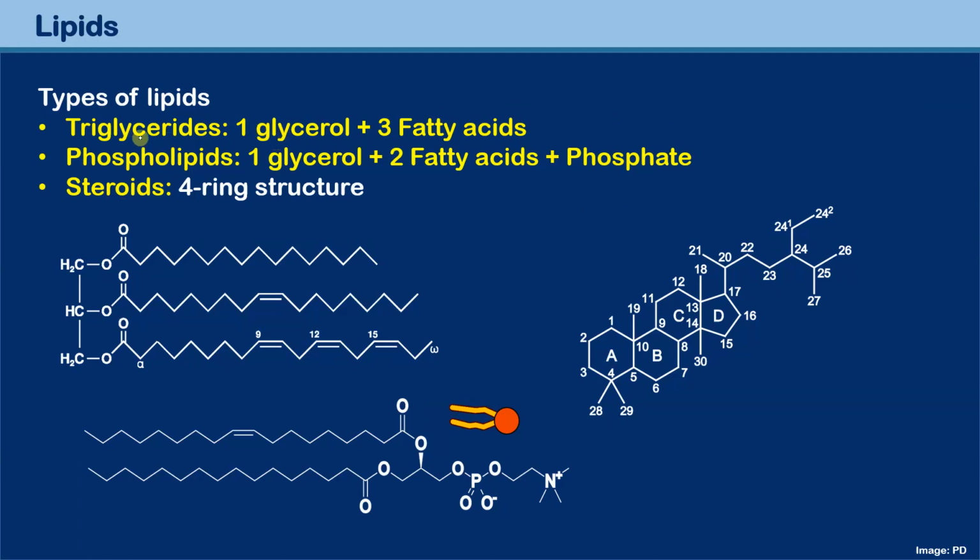A triglyceride is made of one glycerol and 3 fatty acids. And I'm just going to tell you the answer right now. This one over here is the glycerol part. And that's fatty acid 1. And the second one, 2, 3.